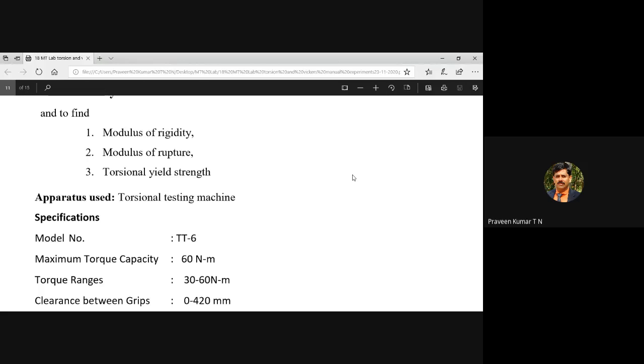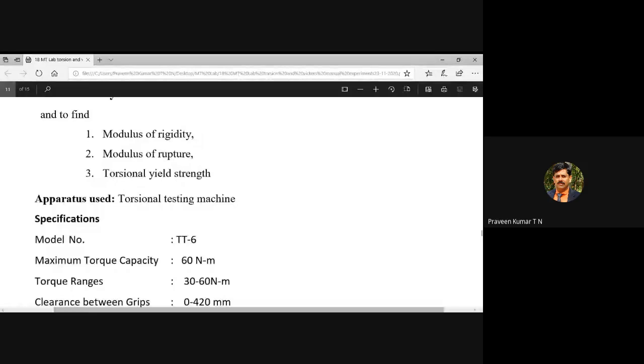Torsional strength will come into the picture only when the materials are subject to torsional loading. In some cases, materials are subject to combined torsional loading as well as tensile loading. Can you give an example? What about a fan rod? Is it subject to only tensile loading or torsional loading? It is subject to both because of the self weight of the fan.